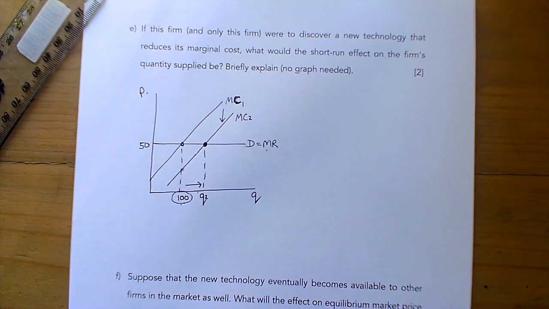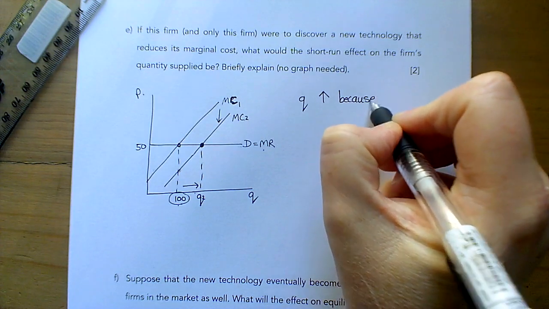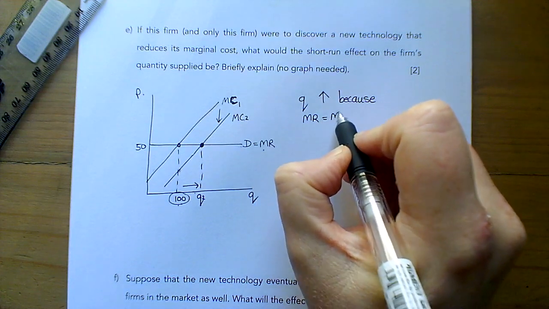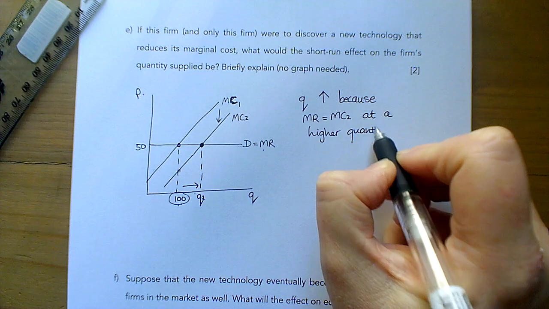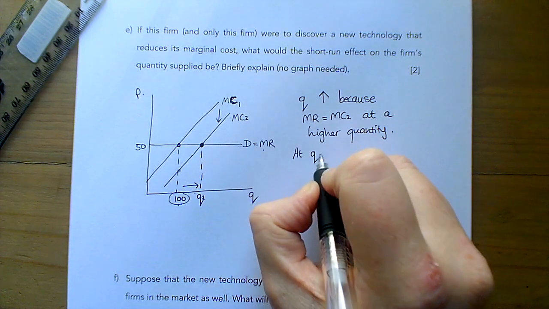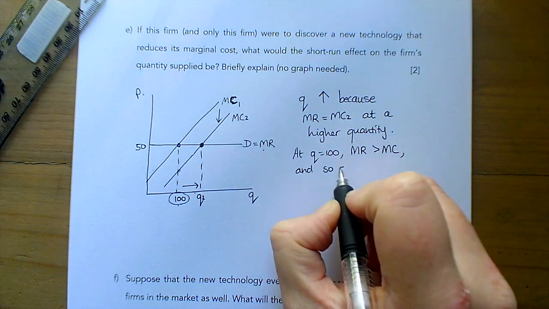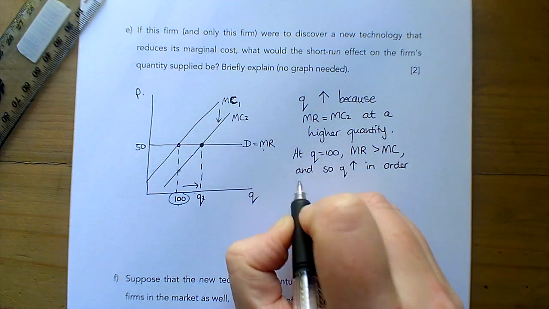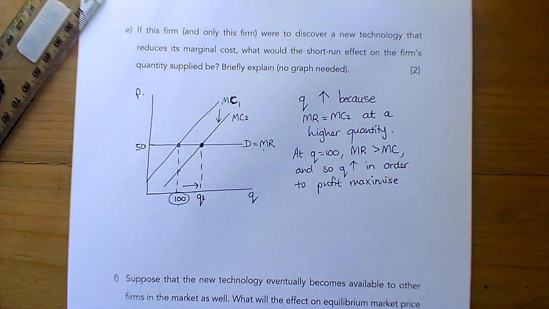So the short-run effect on this firm's quantity supplied would be: quantity increases, because MR equals MC2 at a higher quantity. So this would be useful if you just drew a really rough sketch so the marker could see what you mean by MC2. You could also say that at Q equals 100, marginal revenue would now exceed marginal cost, and so quantity would increase in order to profit maximize. Okay, so the result of this firm facing lower cost of production is that it would increase its output.